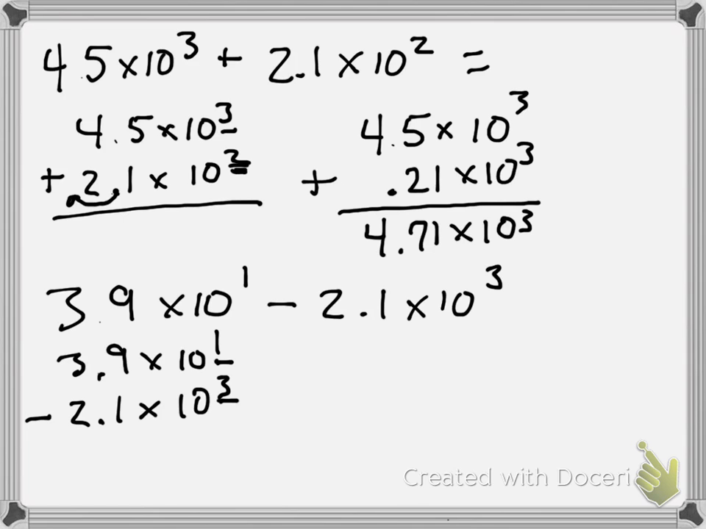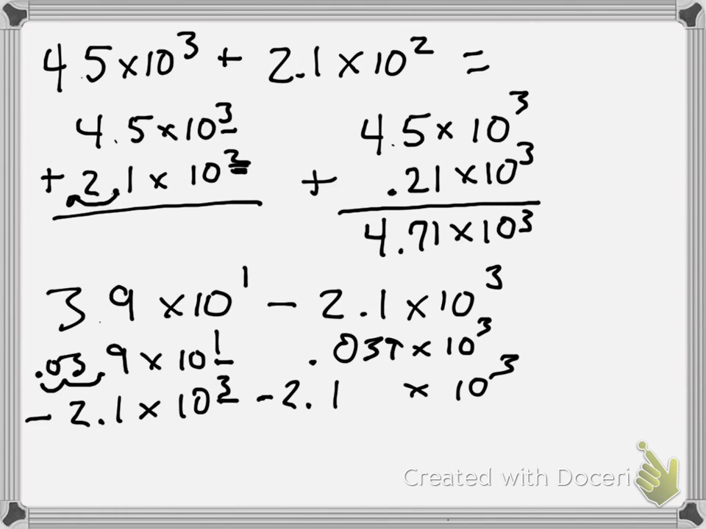So if we raise 1 up to 3, we would have to move the decimal to the left 2 times in order to get there. So our new value would become 0.039. And so let's rewrite this. It would be 0.039 times 10 to the third minus 2.1 times 10 to the third. So, now that we have made our exponents match, all we need to do is subtract our values.